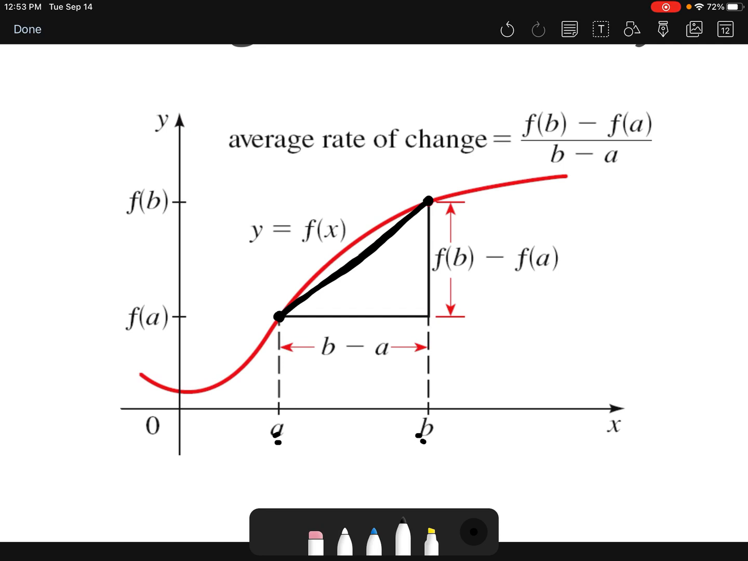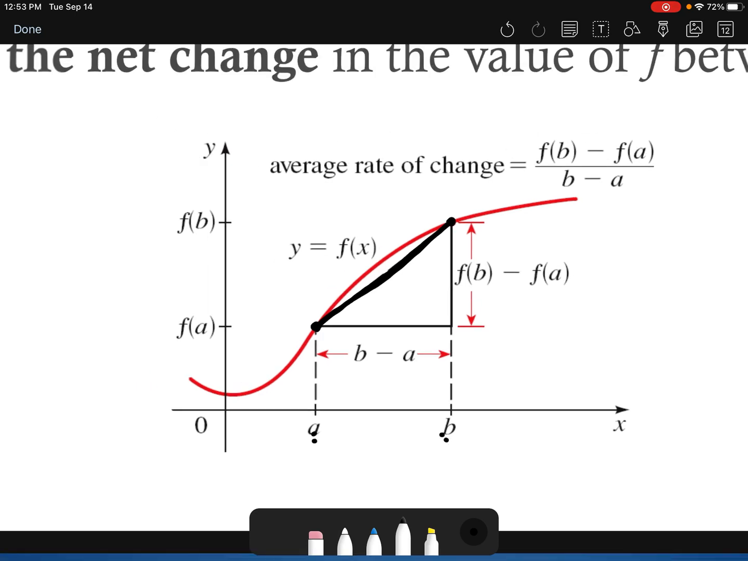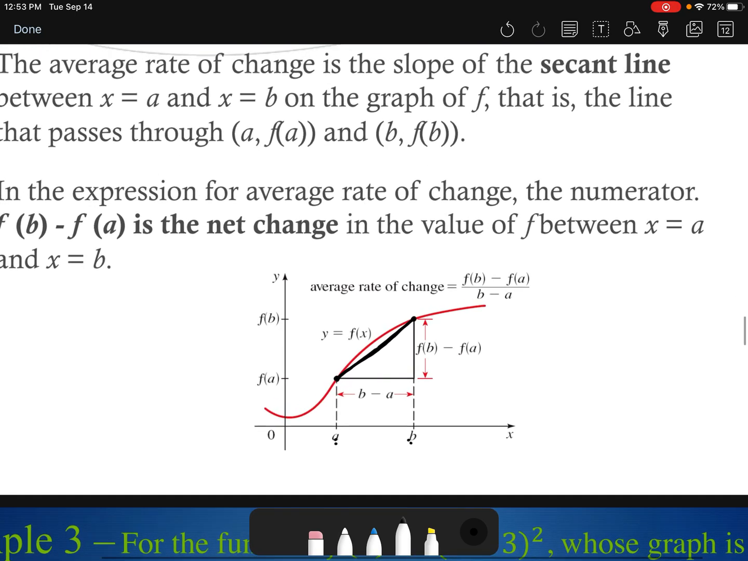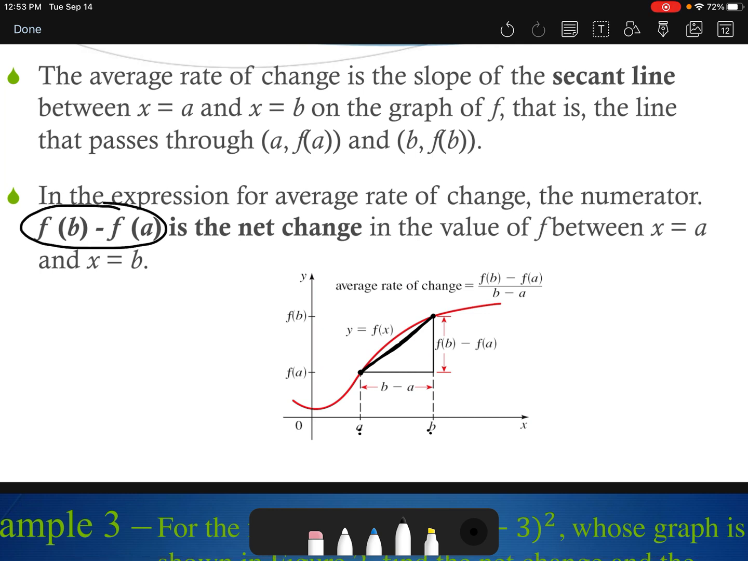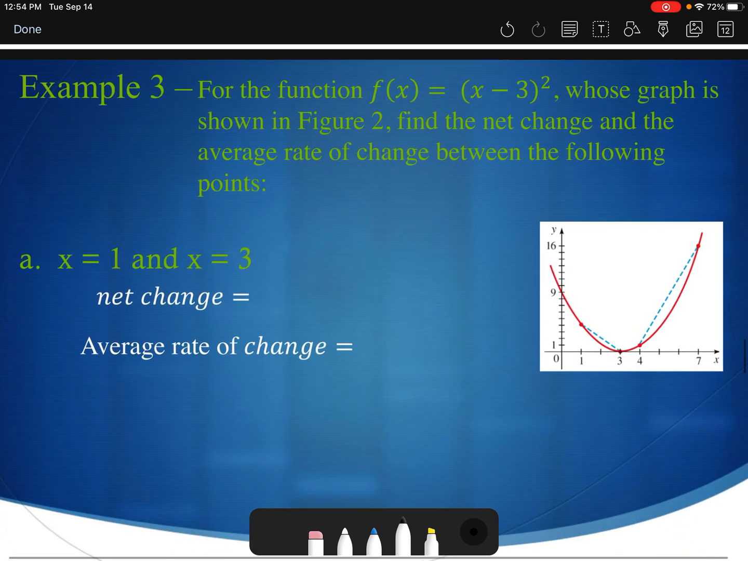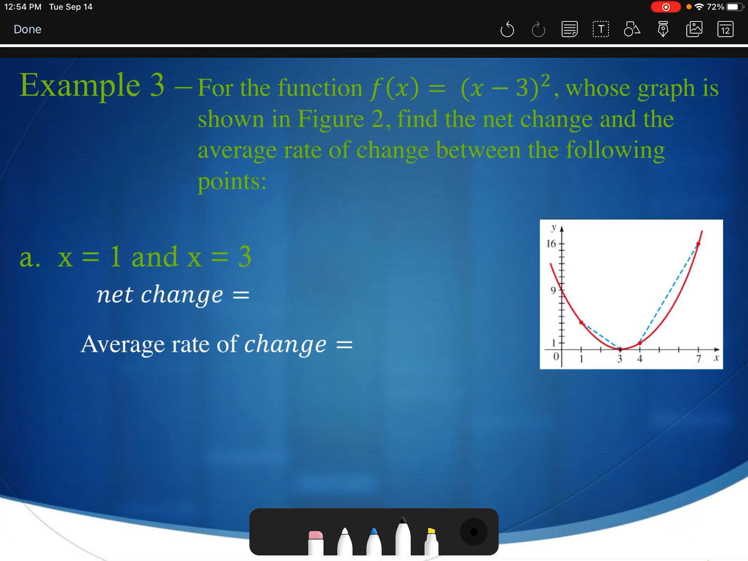So it's very useful. We can see how the population of deer is growing. We can look at the average rate of change of costs of things. So it has many, many values. You might also see f(b) minus f(a) known as the net change in the value between x equals a and x equals b. I think our book uses that notation.